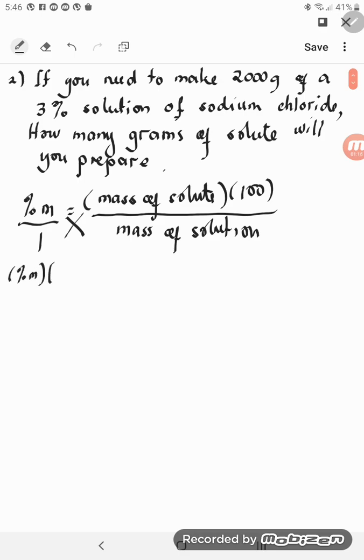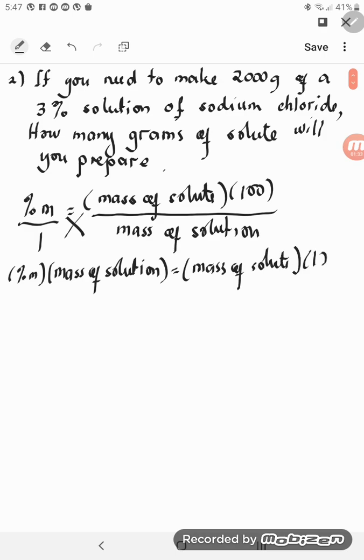Percent by mass times mass of solution equals to mass of solute times 100. Take note that when we multiply 1 by the mass of solute and 100, we expect that there will be 1 here. But since it will be 1, it is just right not to write 1 there in the equation.